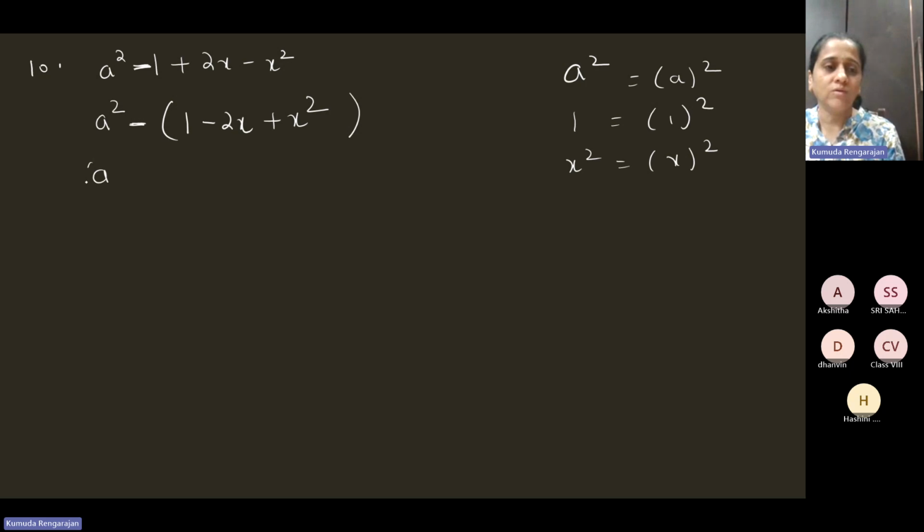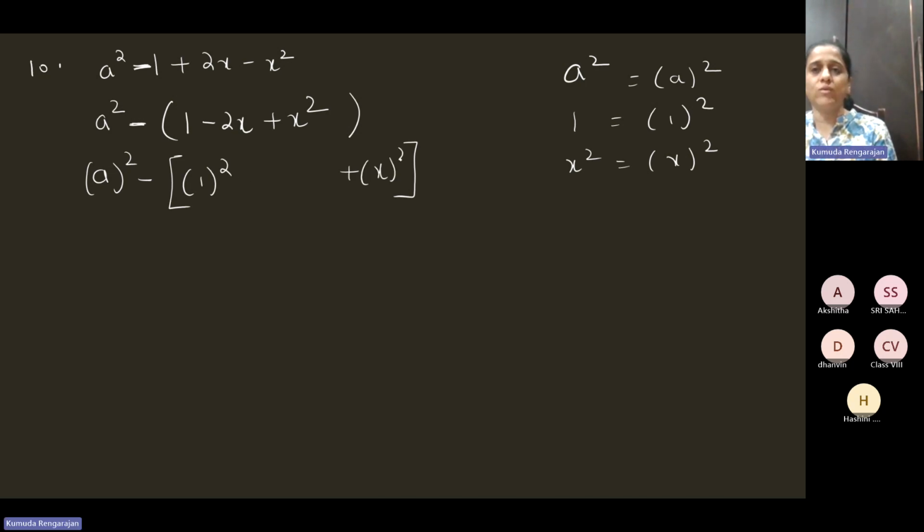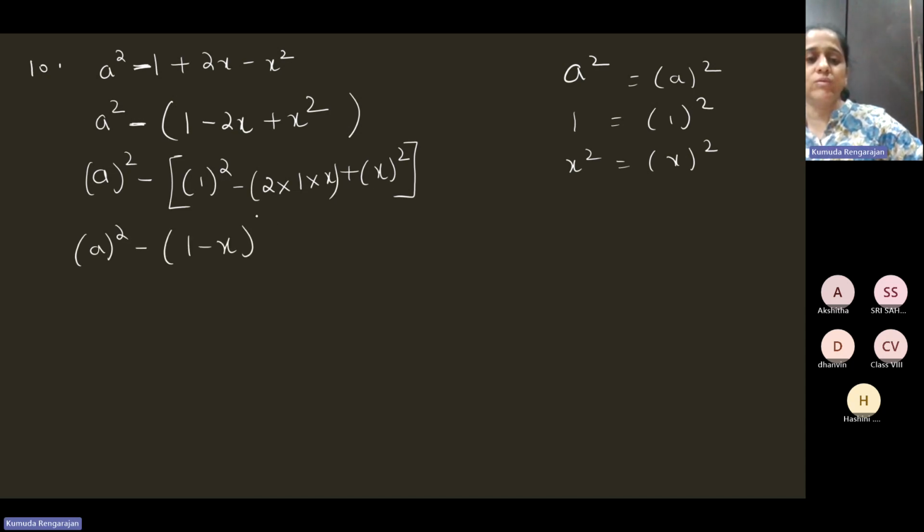Now a the whole squared minus. Show that these three terms are of the form a squared plus b squared minus 2 into a into b. Correct? A squared plus B squared minus 2 into A into B, the whole squared, minus 1 minus x the whole squared. Why? Because A squared minus 2ab plus B squared is A minus B the whole squared.